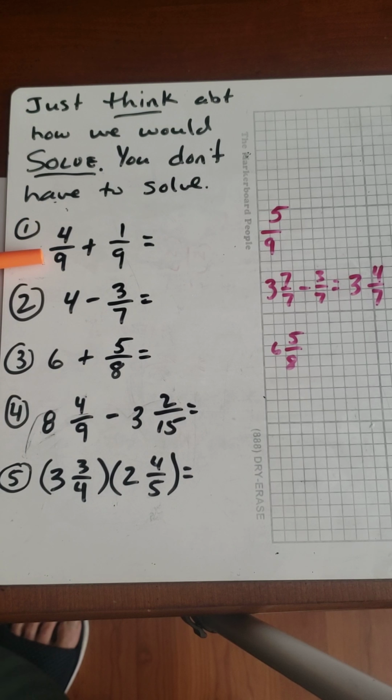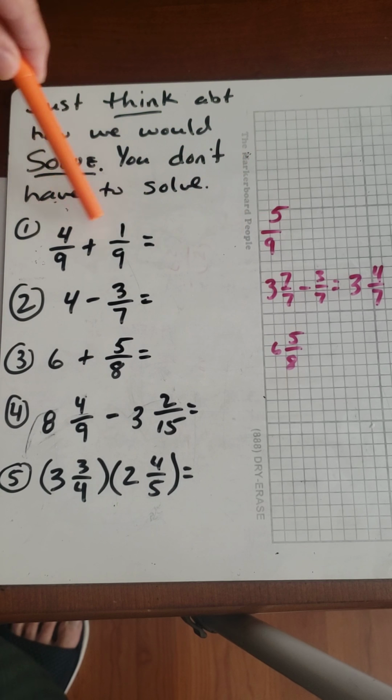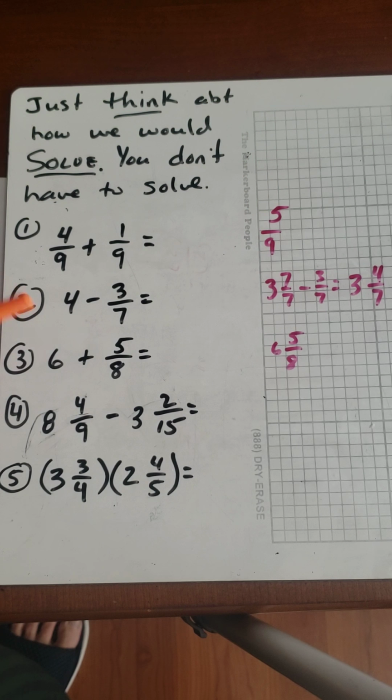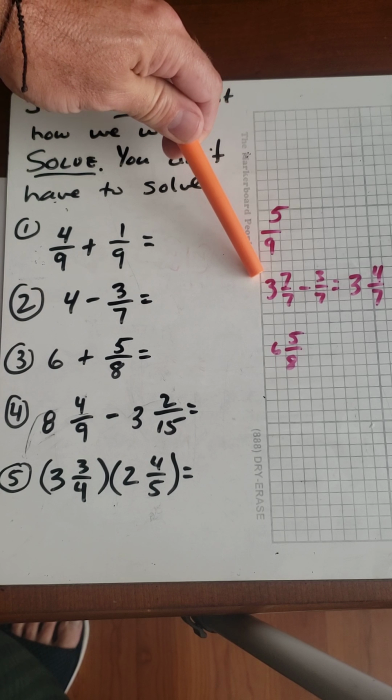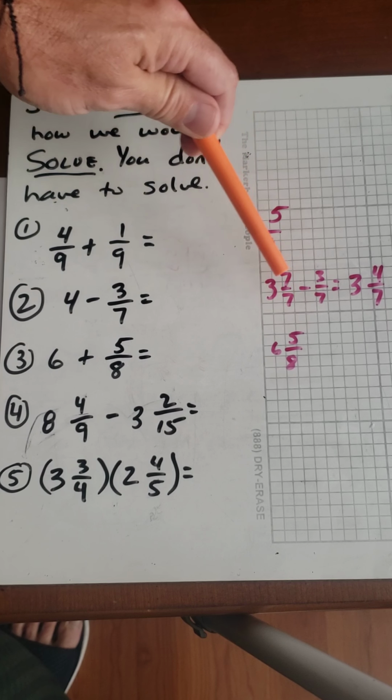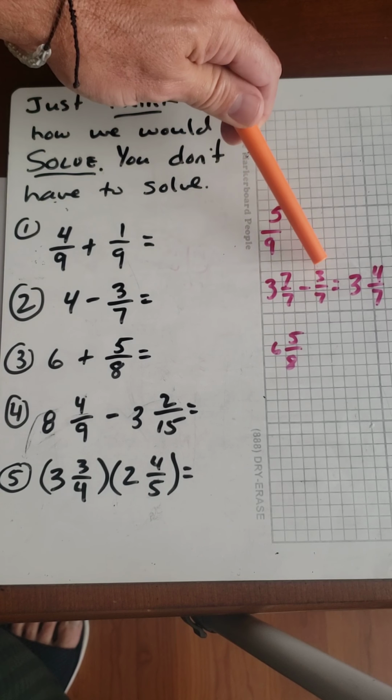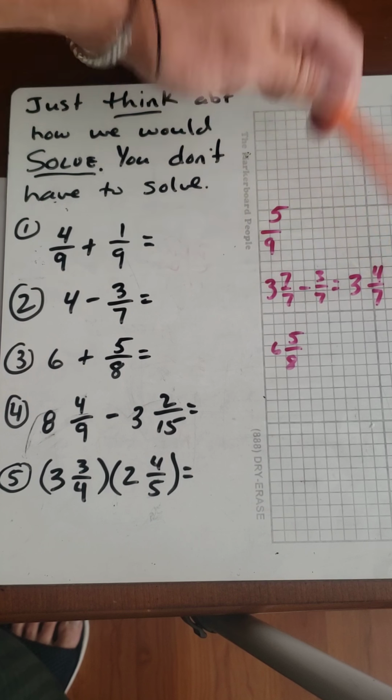So for this one, because we have common denominators, the great thing about common denominators is I can just add my numerators together. So I get 4 plus 1 is 5/9, done. This one, we learned that really what I'm trying to do here is borrow from this 4 and make it into pieces that are that size. So I borrow from the 4 and make it 3 7/7. So 3 7/7 minus 3/7 gives me 3 4/7, right?